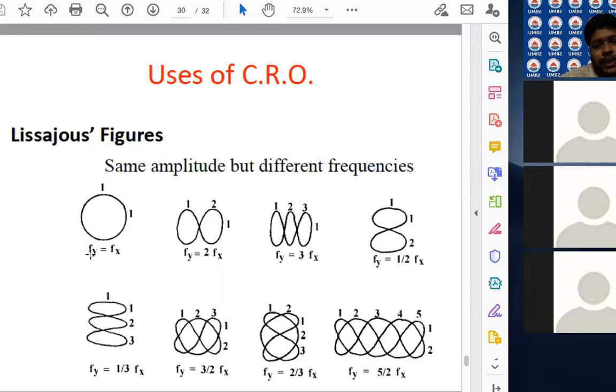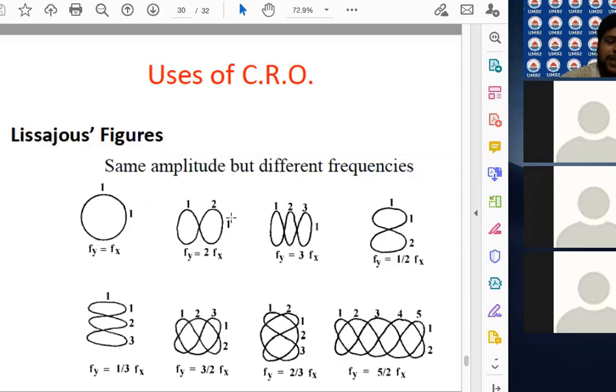And what does it mean? It means that those signals, दोनों सिग्नल का frequency बराबर है. Fy is equal to Fx means the ratio is 1. If you take ratio of frequencies of both signals, it is 1. So we will have this kind of pattern on the screen. If Fy is 2 times Fx, Fy means frequency of AC signal which is applied on Y plate. Fx is frequency of a signal which is applied on X plate.